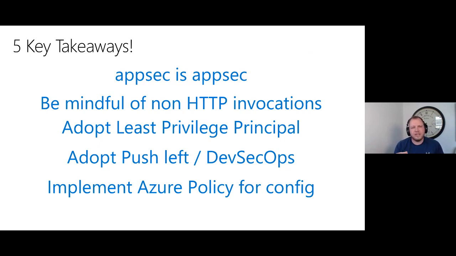Implement Azure Policy. All of these config things that we saw about HTTP and a few other things, you can implement Azure Policy that will enable you to check that at deployment time. So deployments will fail if they don't comply with the standards that you have set.